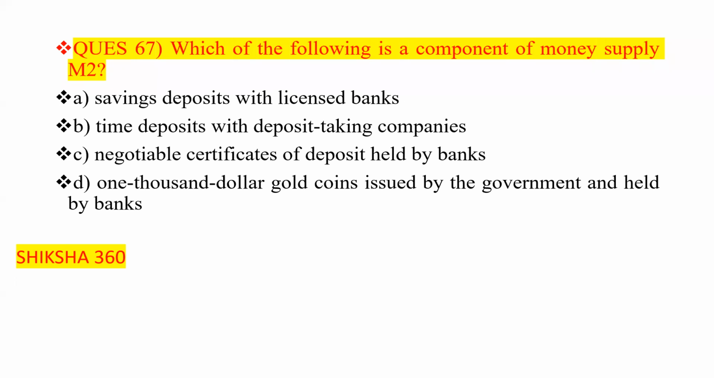Which of the following is a component of money supply? That is M2. Clear? The first option is savings deposits with the licensed banks, time deposits with the deposit taking companies, negotiable certificates of deposit held by the banks, or $1,000 gold coins issued by the government and held by the banks.